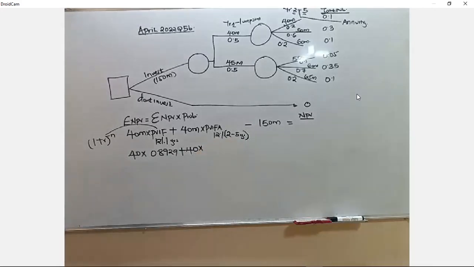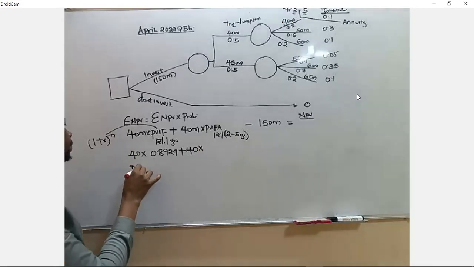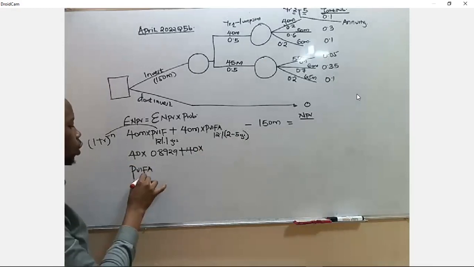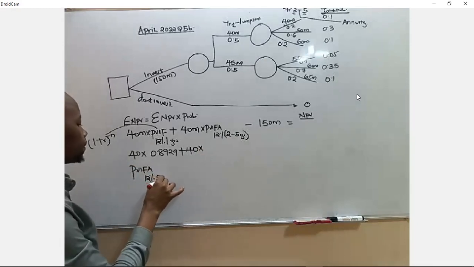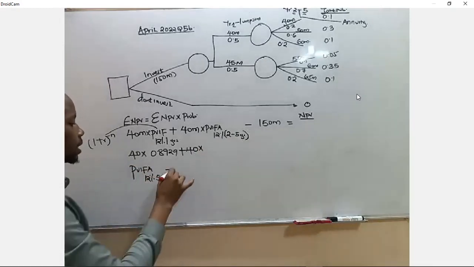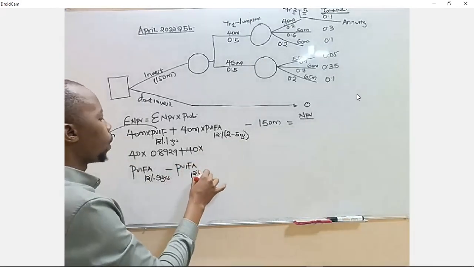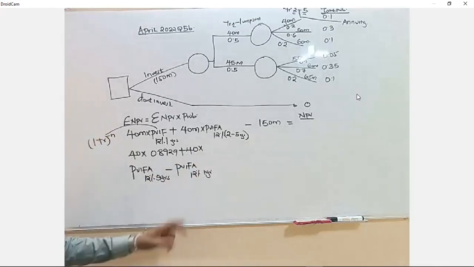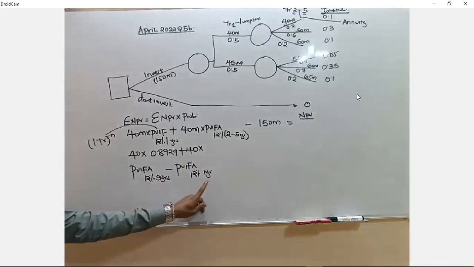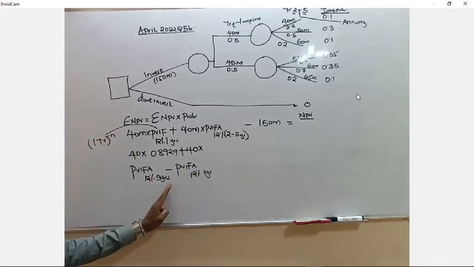For year 2 to year 5. What am I supposed to be doing? This is what you normally do. You normally say, let me take the present value interest factor annuity, 12%, 5 years, minus the present value interest factor annuity, 12%, 1 year. Because we will take out year 1. So year 5 may include year 1. I want from year 2 to year 5.